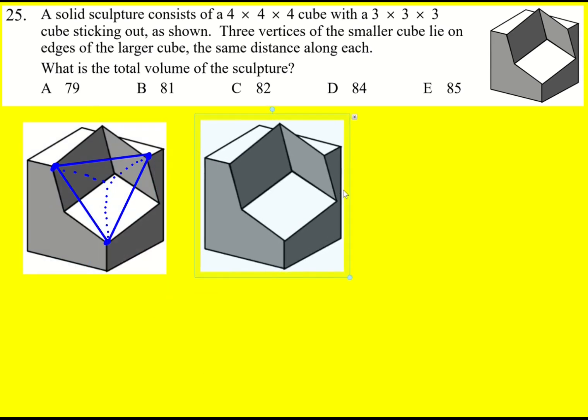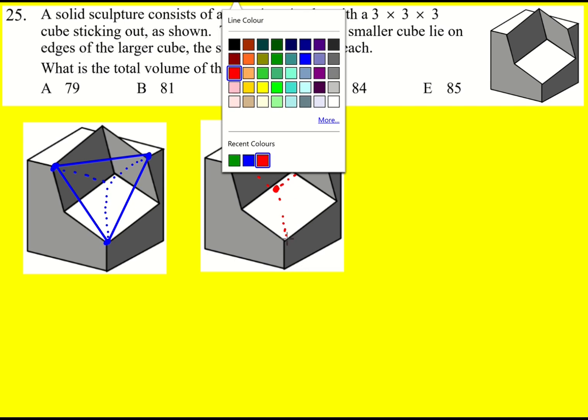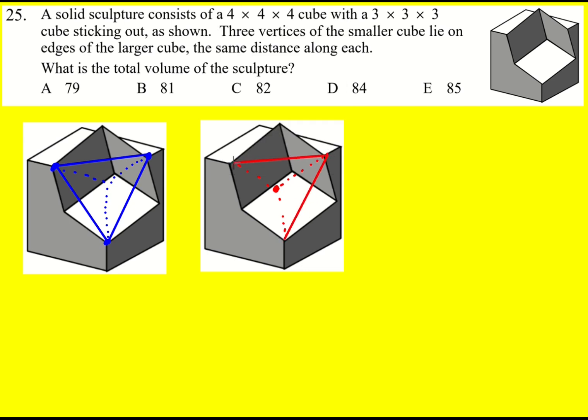Let's also think about the 3 by 3 by 3 cube. If I continue that one, it's going to come down. It's going to look a bit like that. So that is going to form a pyramid that's pointing into the 4 by 4 by 4 cube. Again, here's the base. It's the same base as before.